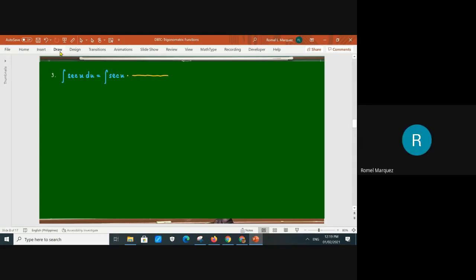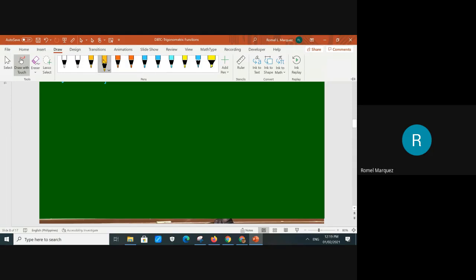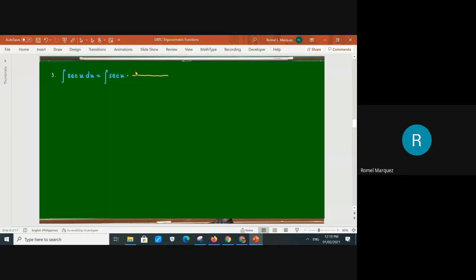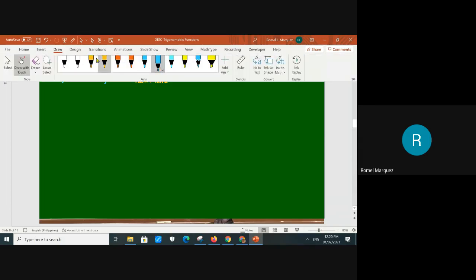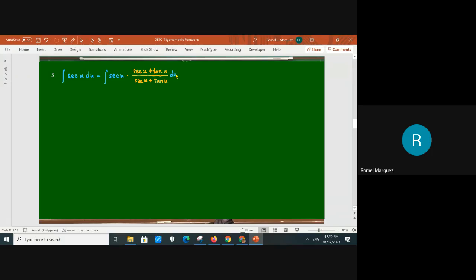Actually, the technique, guys, is to multiply by secant u plus tangent u. Because from experience in differential calculus, if you get the derivative of ln of secant u plus tangent u, it will give you, after simplifying, secant u. Okay, guys? So you have to multiply also the denominator by the same thing. What you multiply to the numerator, you have to multiply also to the denominator so that the value is retained. Okay, guys? So we can now write it as what?